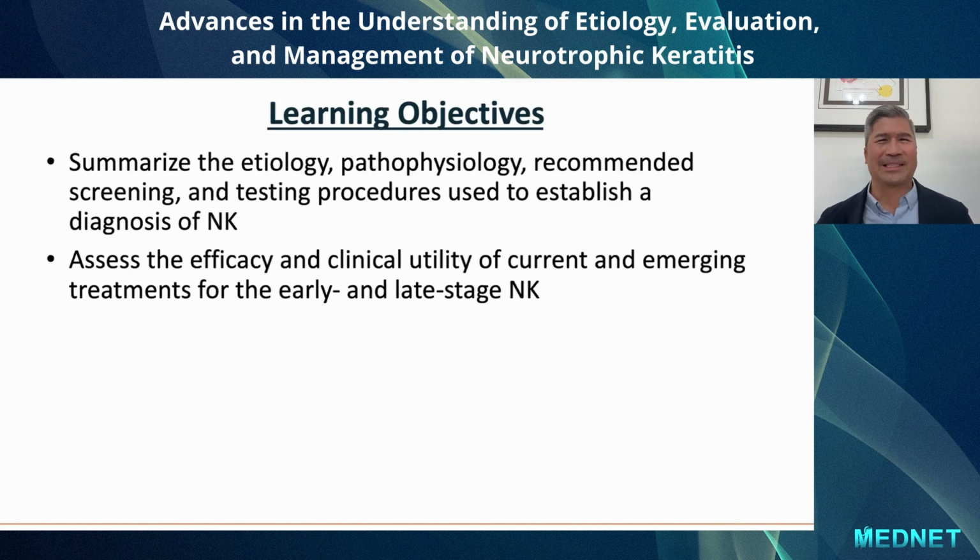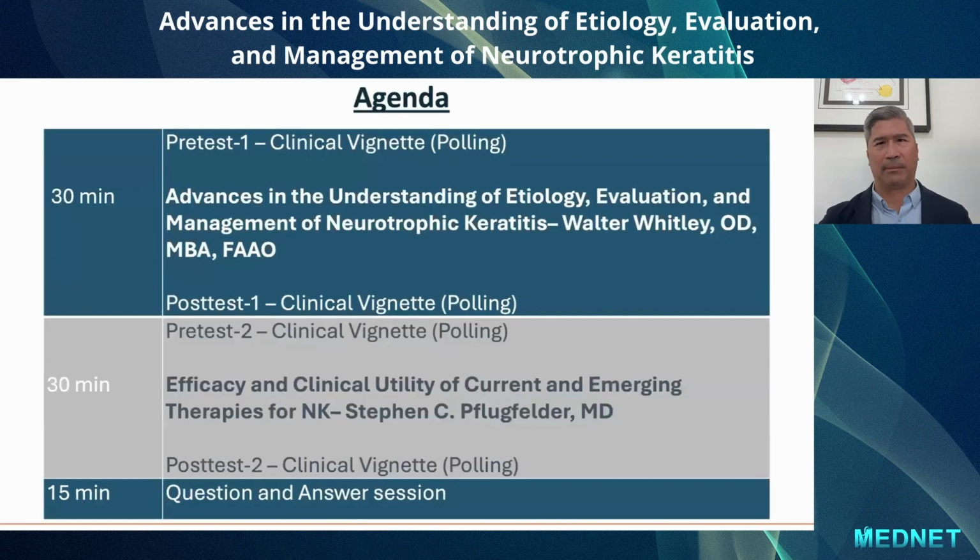So let's talk about what our objectives are today. I'm going to start off to summarize the etiology, pathophysiology, and recommended screening and testing procedures used to diagnose neurotrophic keratitis. And then Steve's going to talk about the efficacy and clinical utility of current and emerging treatments for both early and late stage NK. That's what our discussions are going to be about.